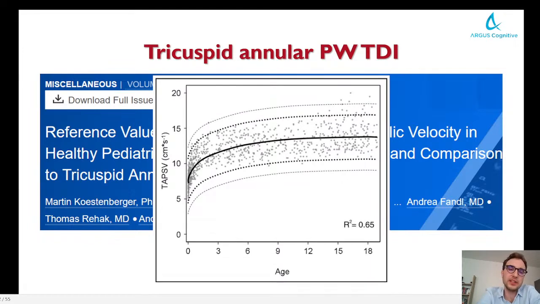Interestingly, compared to TAPSE, there's a different change throughout aging. As you can see, for a 6-year-old, the tissue Doppler S-wave, so the systolic wave value, is more or less the same as in an adult. It reaches around 12 centimeters per second in velocity. So in terms of this parameter, we have to assess this a little bit differently.